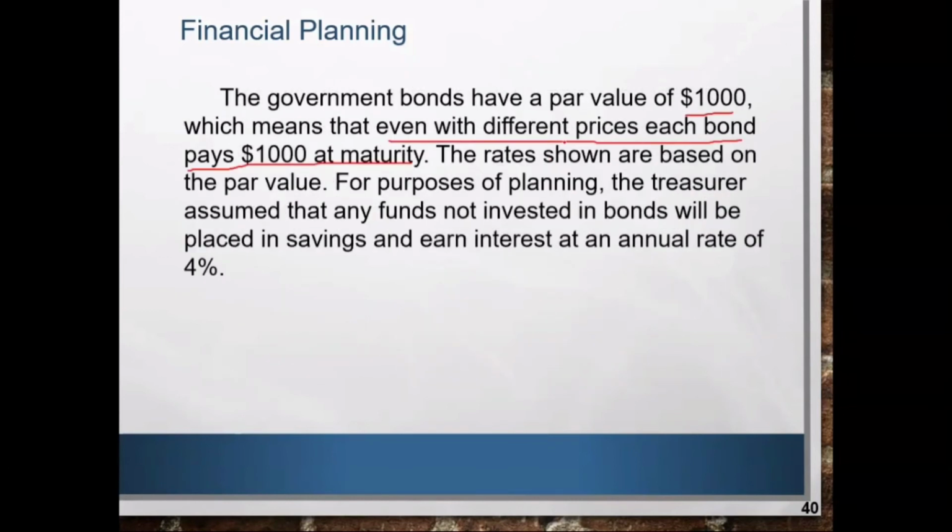So, the rates shown are based on the par value. For purposes of planning, the treasurer assumed that any funds not invested in bonds will be placed in savings and earn interest at an annual rate of 4% for savings annually per year.